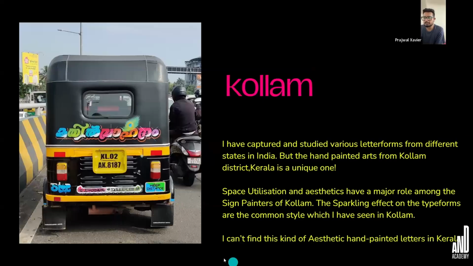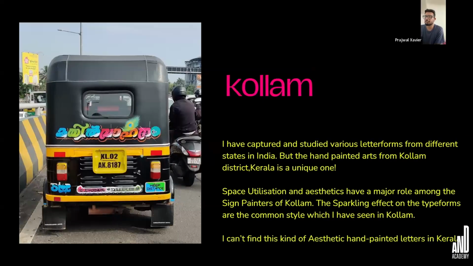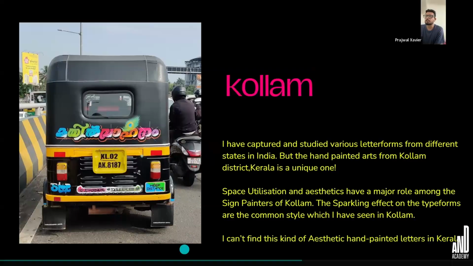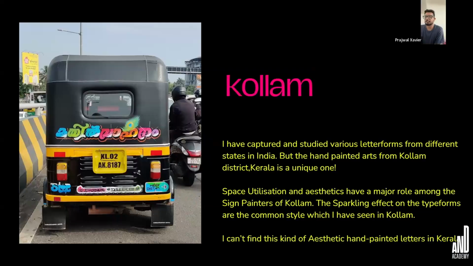And you can see this multicolored contrast design on the backside of this auto rickshaw. So, in my findings, this area is from Kerala. It's called Kollam. Kollam is the area where we can see this kind of multicolored design. I never saw this kind of multicolor in Kerala, but we can see the same treatment in the Punjab area for the truck designs.